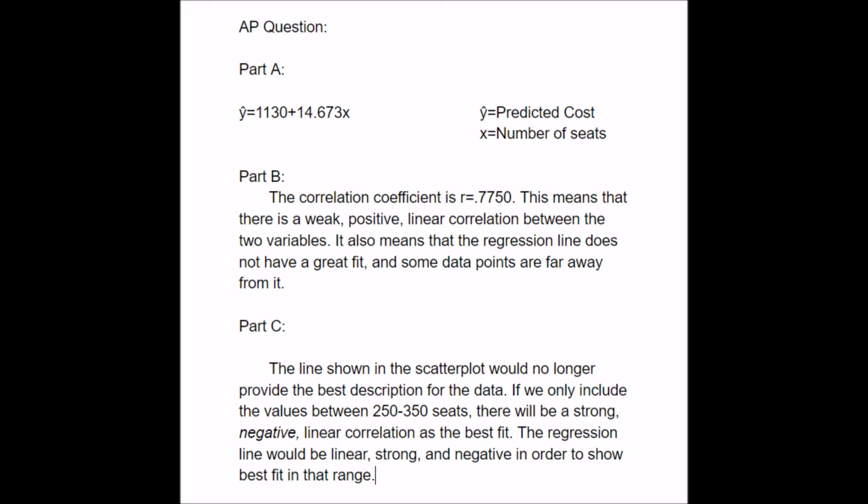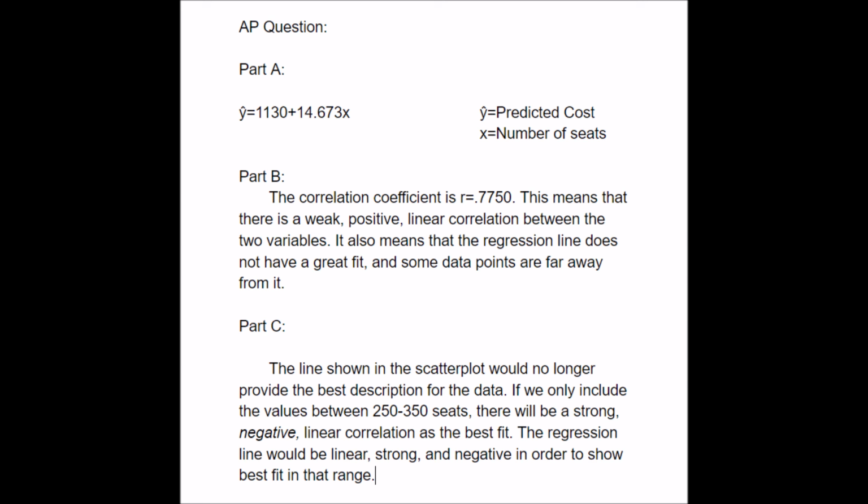So for part C, it says that the range is from 250 seats to 350 seats. So the line shown in the scatter plot that they give you would no longer provide the best description for the data. If we did only include those values, then the line would have a negative linear correlation, a strong negative linear correlation as the best fit.